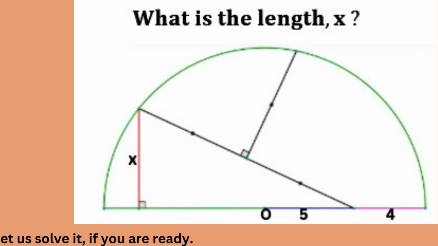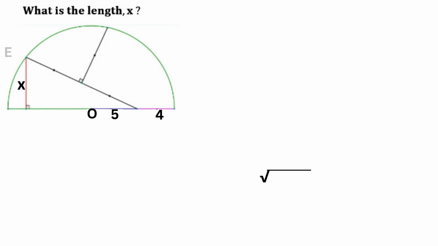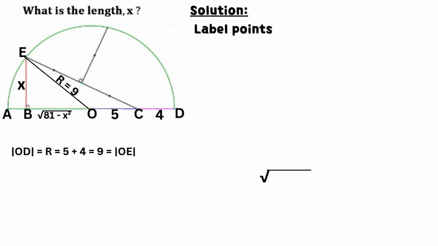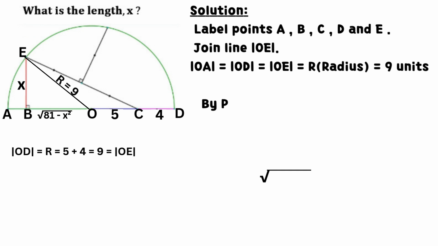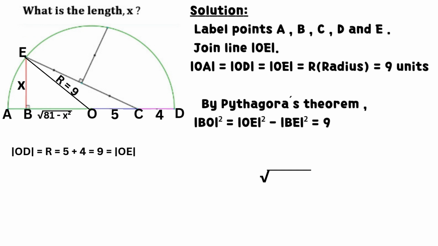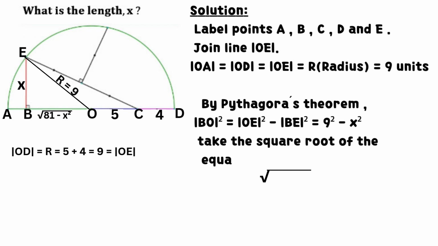What is the length, x? Label points A, B, C, D and E. Join line OE. Line OA equals line OD, which equals 9 units, as shown on the screen.